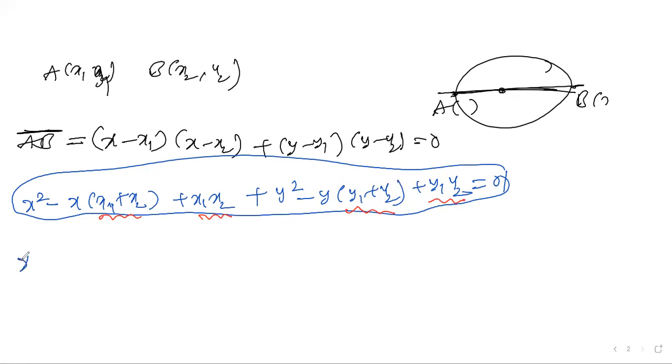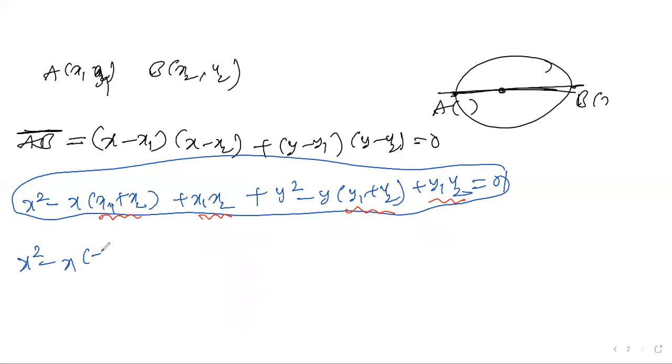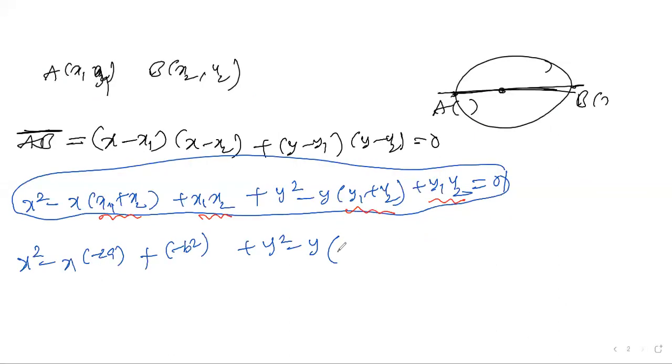Please substitute it. x square minus x into, what is the sum x1 plus x2 value? What is the value of minus 2a? So you can write it is minus 2a. Plus what is the value of x1 into x2? That is x1 into x2 is minus b square. Next y square minus y into, what is y1 plus y2 and y1 into y2? I should take back minus 2p and minus q square. So it is minus 2p. Next, what is the answer for this? Minus q square.